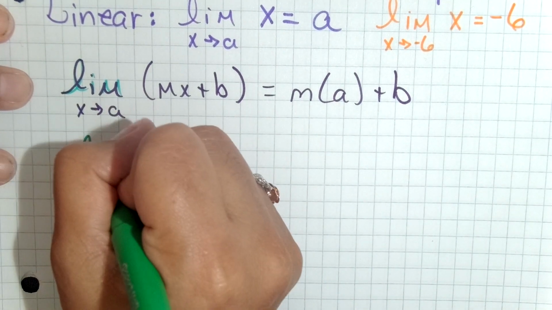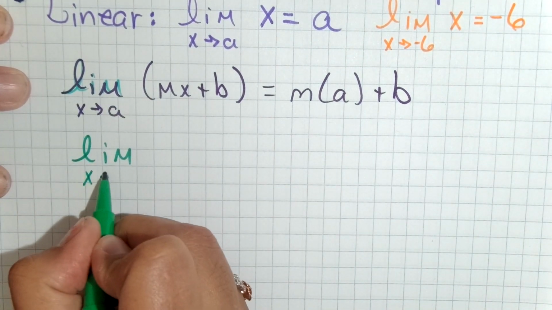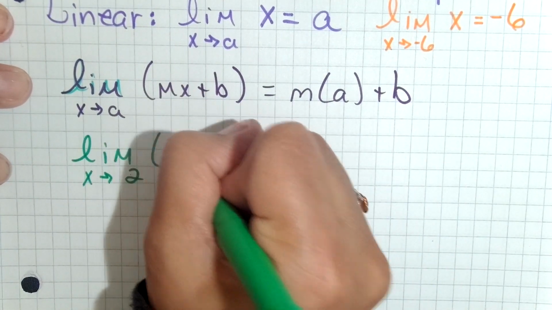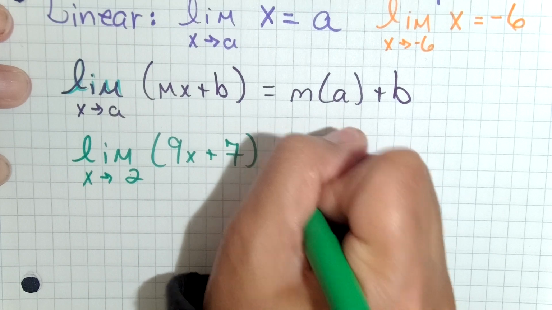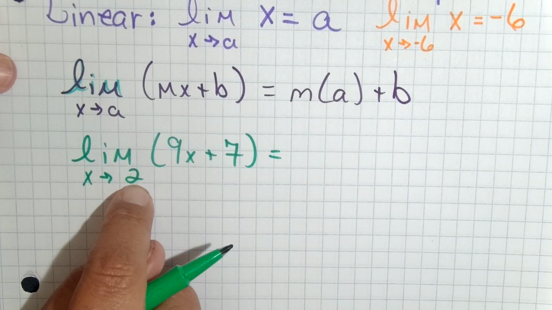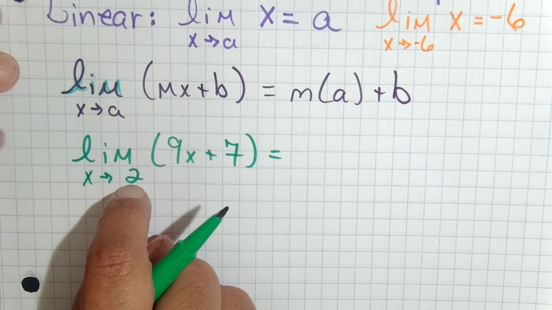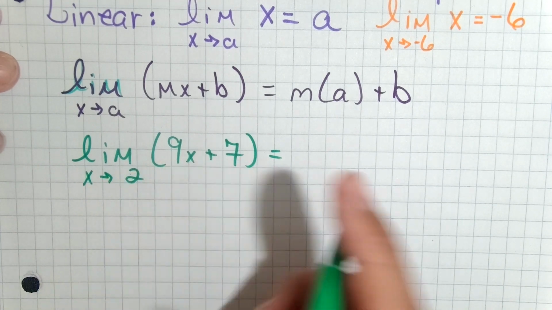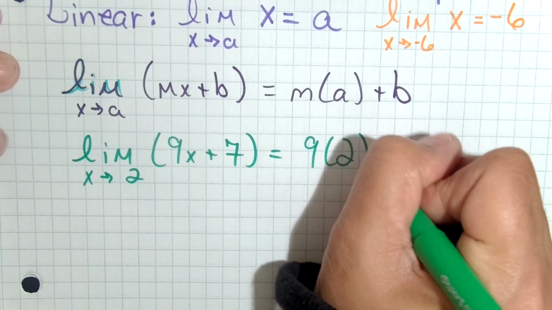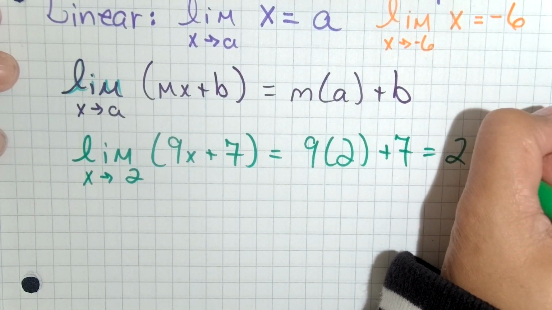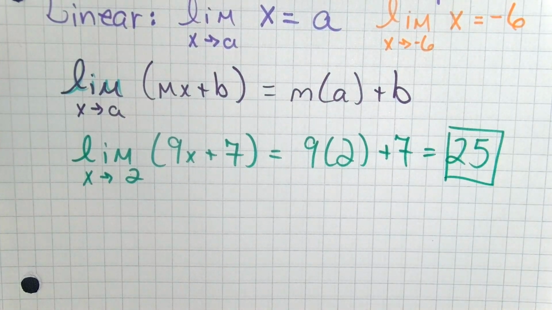So for example, if I have the limit as x approaches 2 of 9x plus 7, as they both said, I'm going to take this 2 and do what to it? Replace, substitute. So it's going to be 9 times 2 plus 7. 18 plus 7 is 25. I believe that's 25.